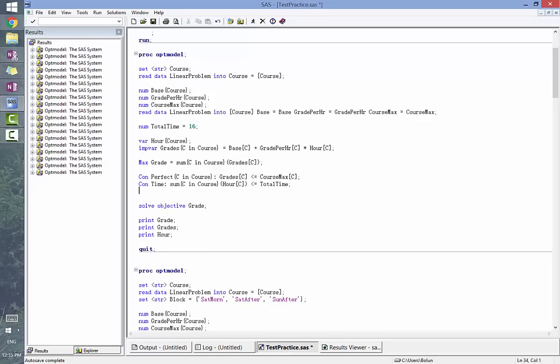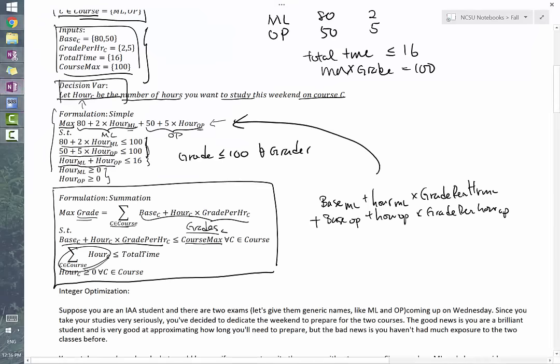So let's write it. Constraint non-zero. Nope. The amount of hours you spend on C has to be greater or equal to 0. So again, what does this say? This says for every course you have to spend a positive hour studying or non-negative hour studying. And that wraps up our formulation.